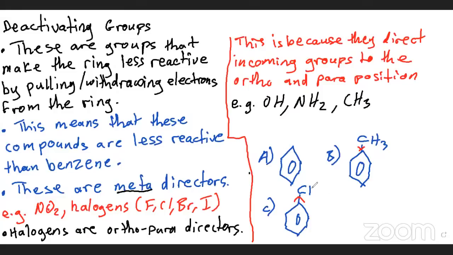The chlorine is a deactivating group. It is going to make the ring less reactive than benzene. So C is less reactive than A, and B is more reactive than A. It would be C, then A, then B, with the most reactive at the end. And C is the least.